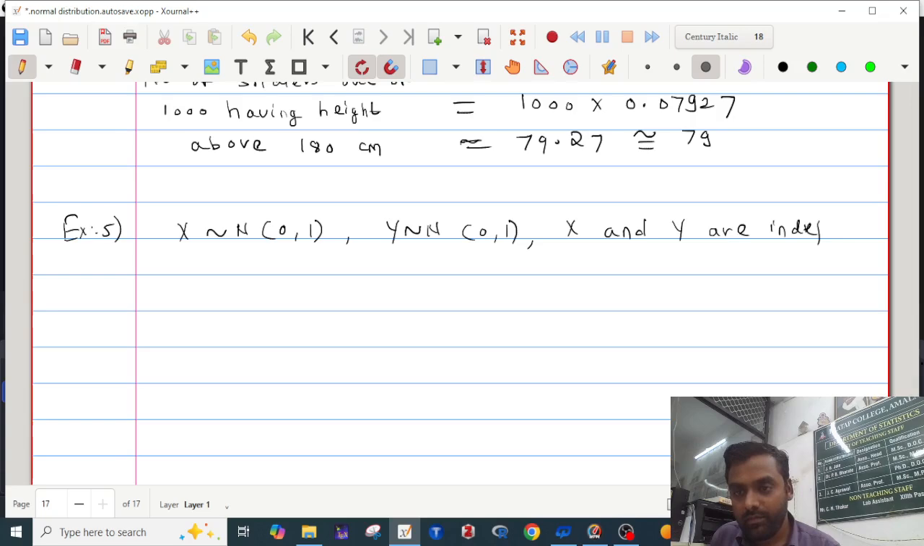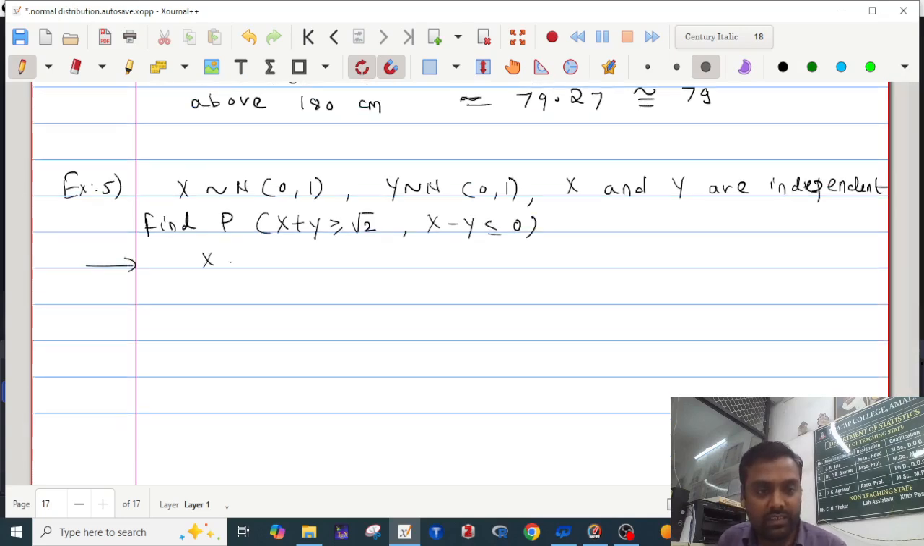X and Y are independent. Find the probability of X plus Y greater than or equal to root 2, and X minus Y less than or equal to 0.